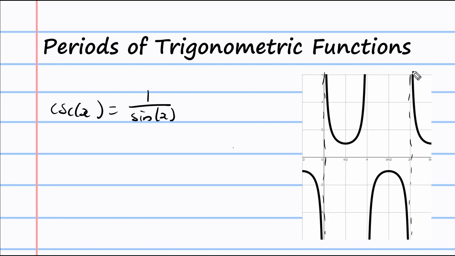And then the next cycle starts here and goes on. And the previous cycle ends right around here, the same way the cycle ends right around there. So the period for cosecant x is 2 pi.